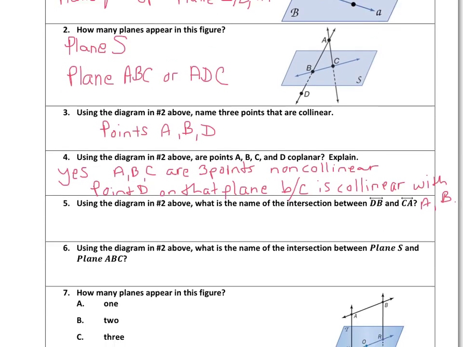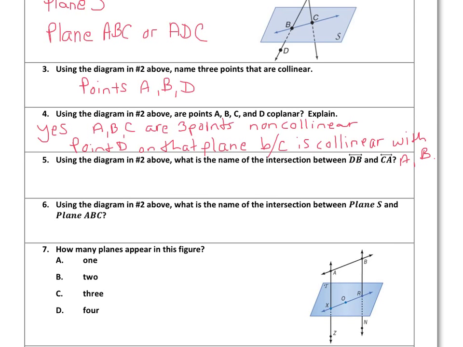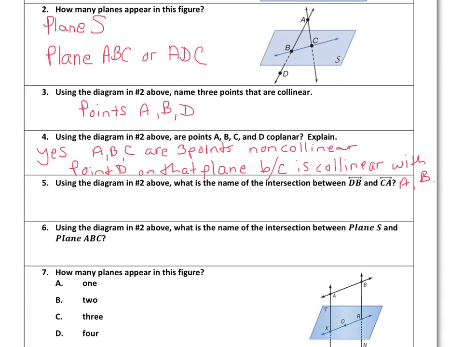Okay. Example number 5, using the same diagram, what is the name of the intersection between lines DB and CA? Well, although D and B are here, line DB goes on and on forever, so it contains the entire line, and line AC, or CA, goes on forever. And so their intersection is always going to be a point, and that point in this example is point A.